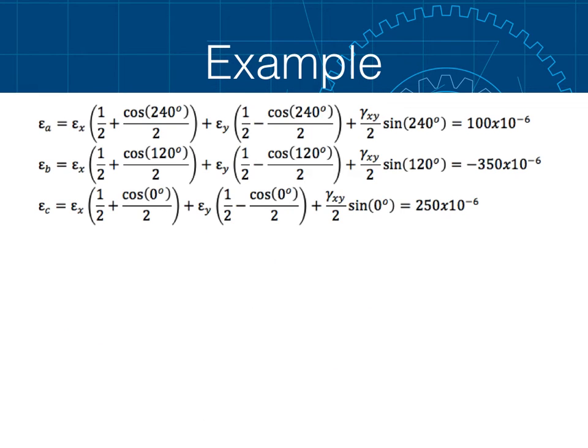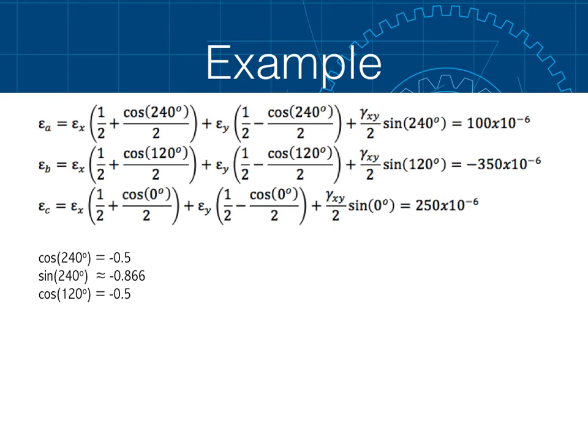Now that we have combined the like terms, let's calculate the trigonometric values we have for strain gauge A, strain gauge B, and strain gauge C. In strain gauge A, we have a trigonometric value of cosine 240, which, when inputted into the calculator, gives us a value of negative 0.5.